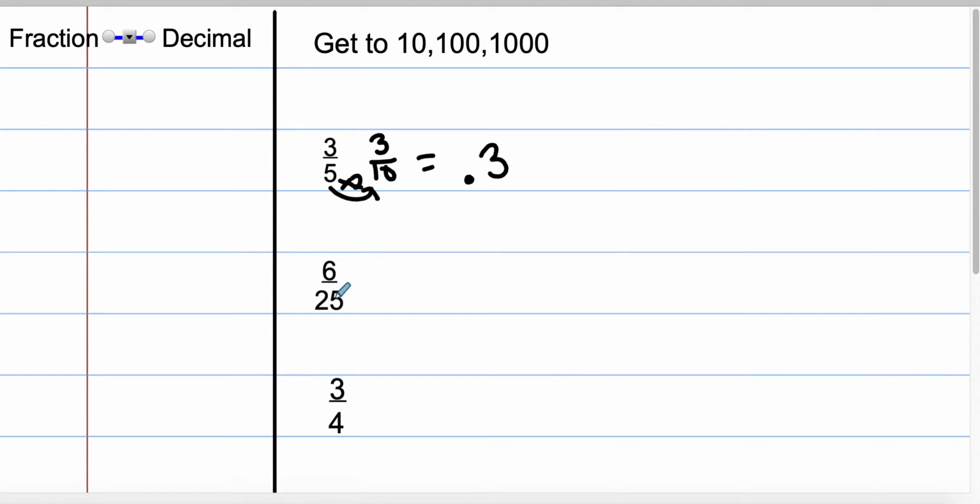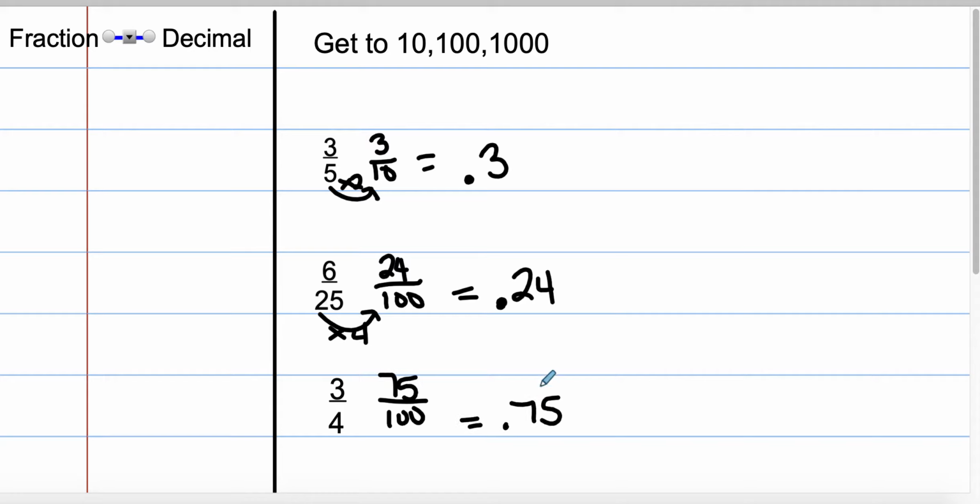Okay, so I can't go to 10, but I could go to 100 here. So from 25 to 100, I times 4. So 6 times 4 is 24. So my answer is 24 hundredths, 0.24. The last one also went to 100, but I times by 25. So this would be 75 hundredths.